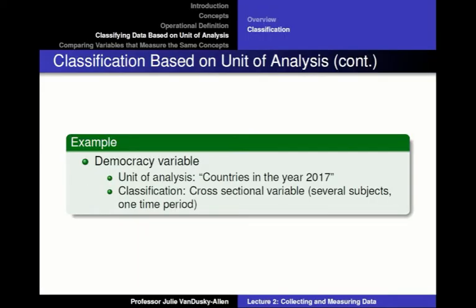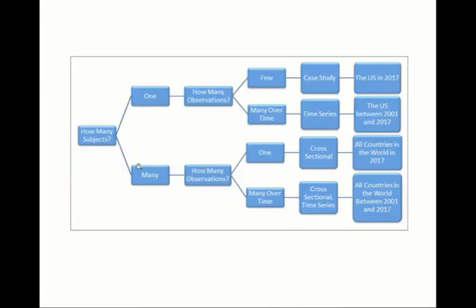Going back to our democracy variable, our unit of analysis was countries in the world. In the year 2017, in our variable, we would have observations for multiple subjects, all countries in the world, with one observation each, 2017. This would make our variable a cross-sectional variable.